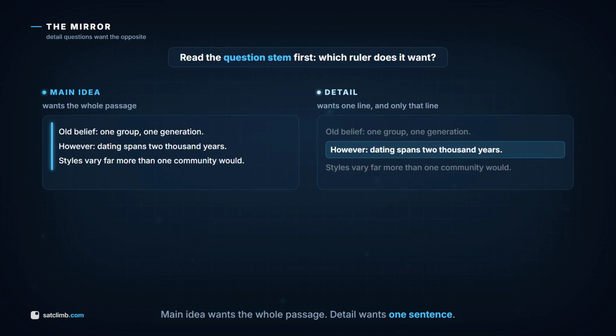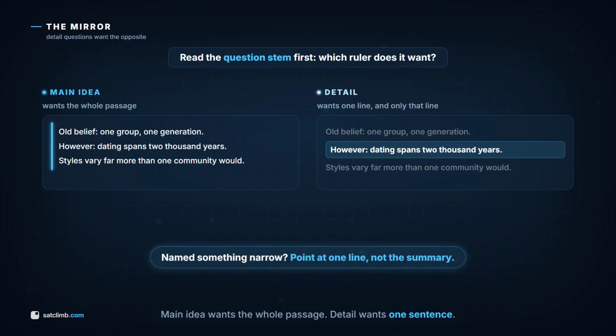Main idea questions want the whole passage. Detail questions want one sentence. Read the question stem first, and you will always know which ruler to use.